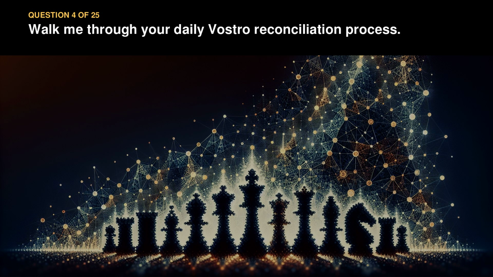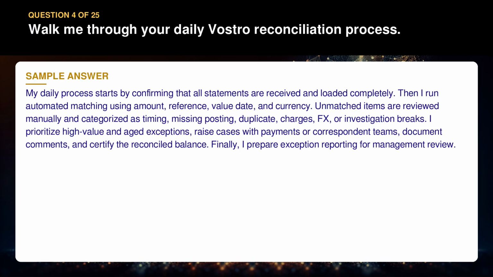Question 4. Walk me through your daily Vostro reconciliation process. My daily process starts by confirming that all statements are received and loaded completely. Then I run automated matching using amount, reference, value date, and currency. Unmatched items are reviewed manually and categorized as timing, missing posting, duplicate, charges, FX, or investigation breaks.